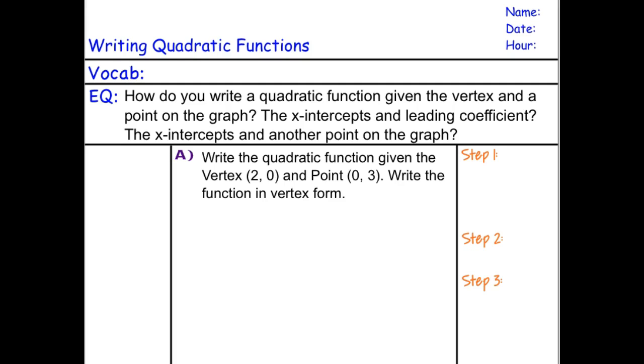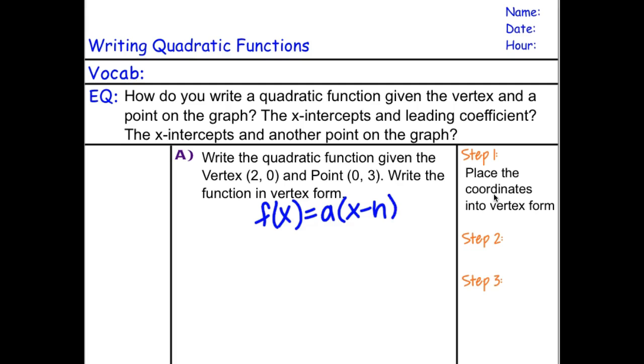Here we have writing the quadratic function given the vertex of 2, 0 and a point of 0, 3. And we want to write the function in vertex form. The first thing we're going to do is place the coordinates into vertex form. Remember, vertex form is going to be f of x equals a times x minus h squared plus k. And so we place those coordinates. We have our vertex, which is 2, 0. So that means I'm going to have minus 2 squared plus 0.